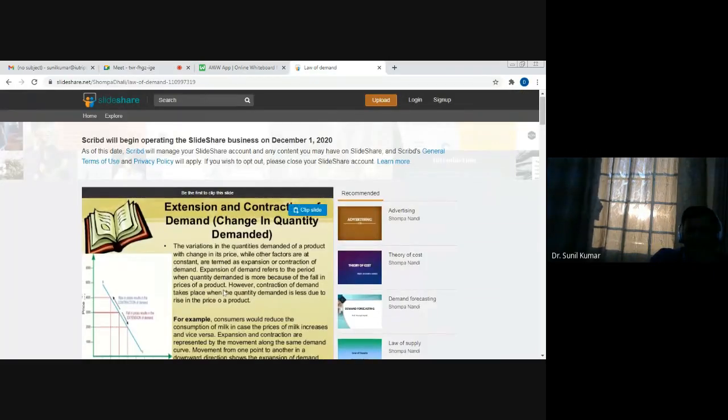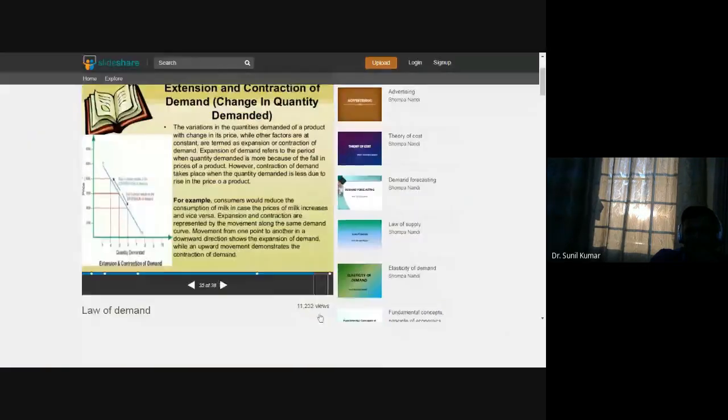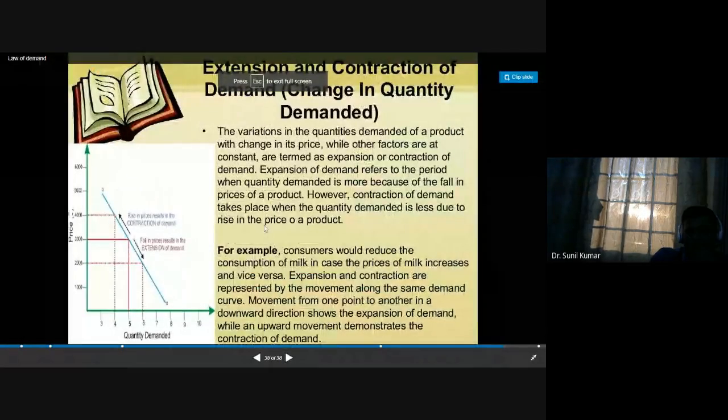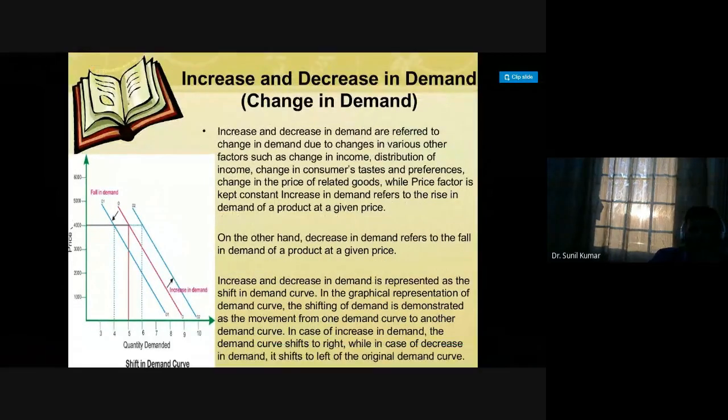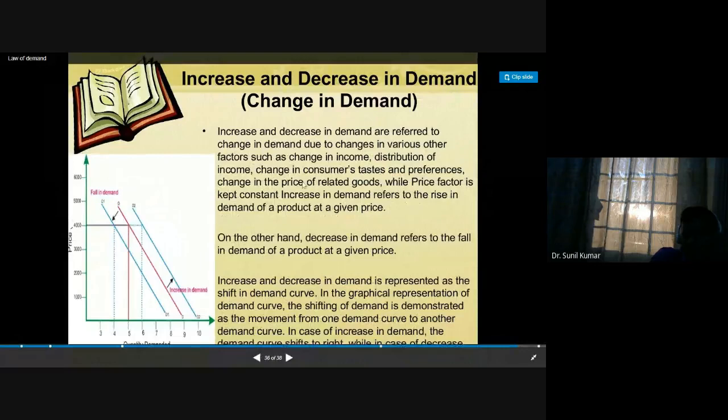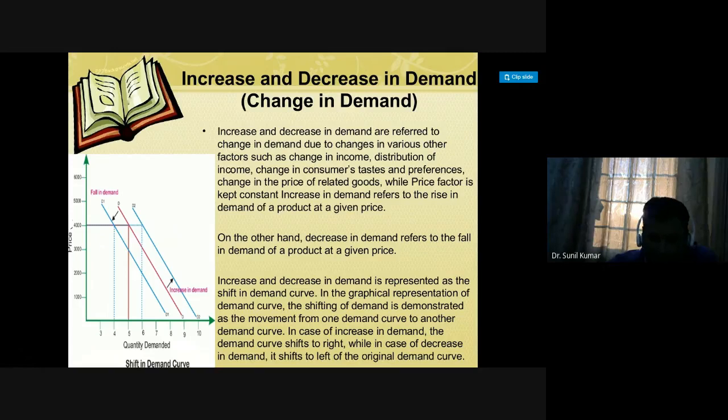So let's move to our next topic. The next one is increase and decrease in demand. Increase and decrease in demand refer to a change in demand due to changes in various other factors, such as the change in income, distribution of income, and change in consumer taste and preference. So this is what happens when other things change.